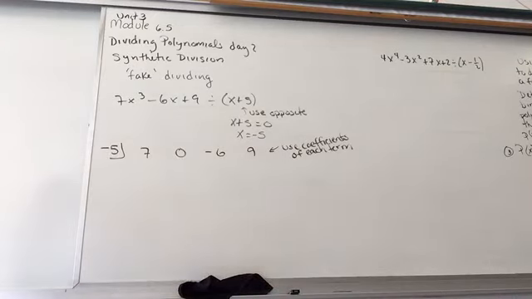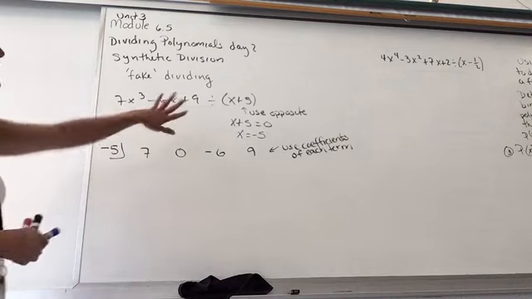All right, so polynomials, dividing them, day 2, synthetic division. When you hear the word synthetic, a lot of us think fake, and that's exactly what we're going to be doing. We're going to be fake dividing. So we're going to take 7x cubed minus 6x plus 9. We're going to divide it by x plus 5.